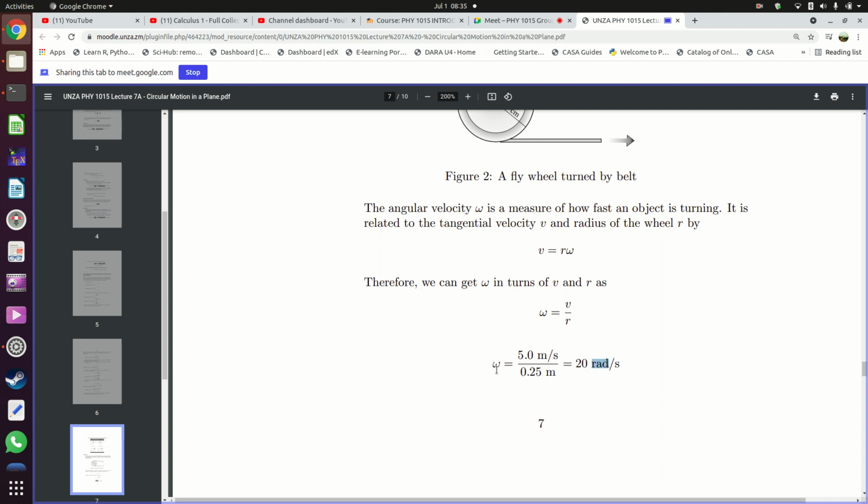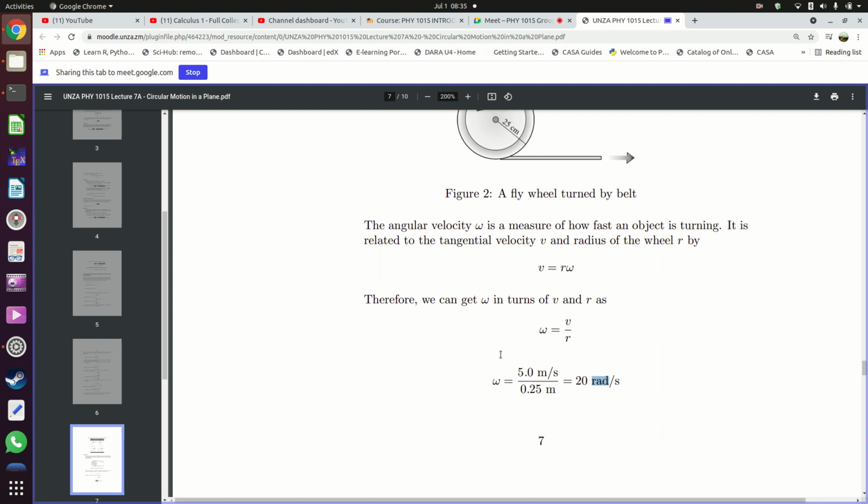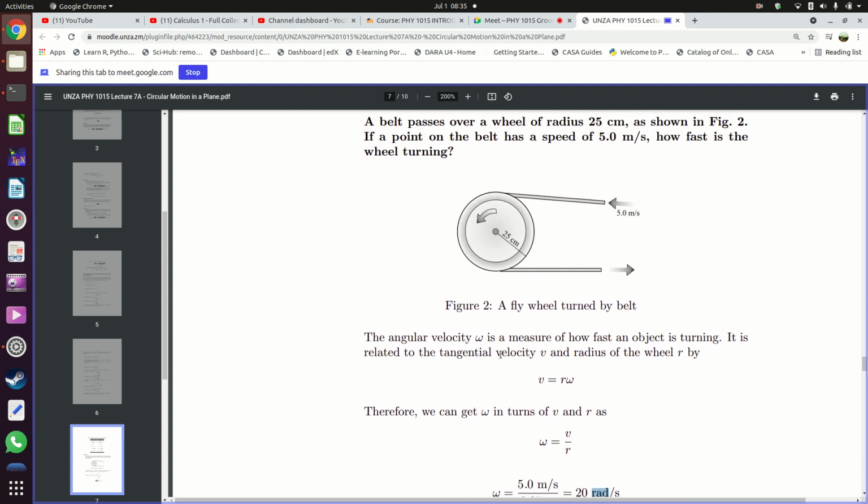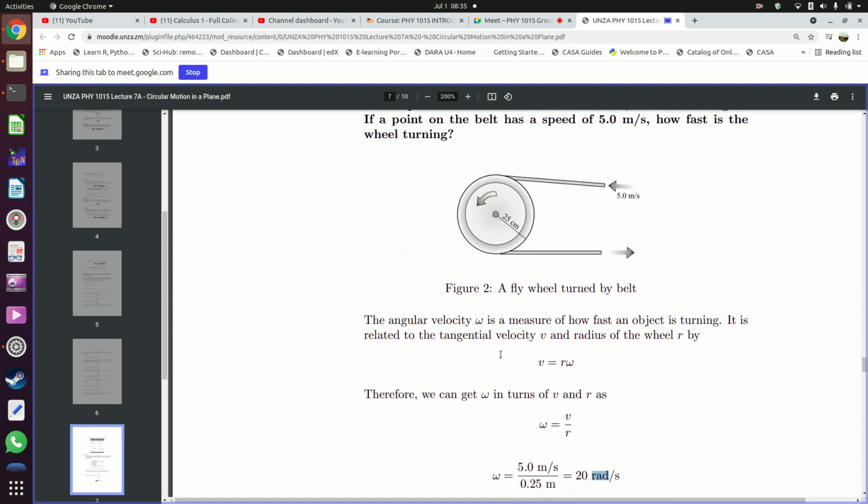So you end up with omega equal to 20 rads per second. This is how fast the wheel is turning. We are connecting motion in a straight line to rotational motion using this formula here, V is equal to R omega. Are we clear?